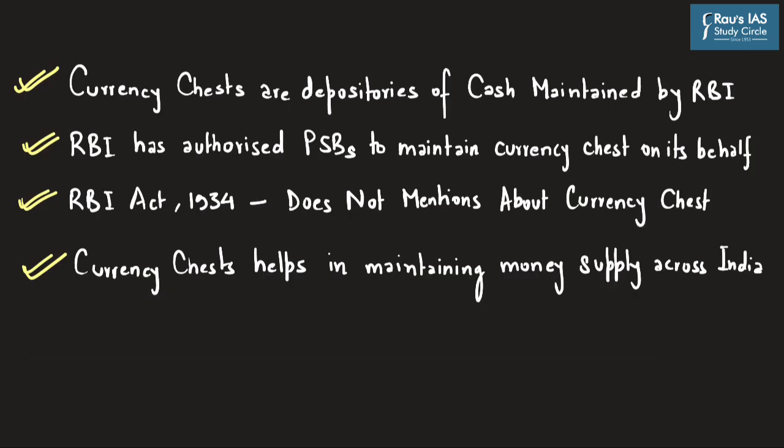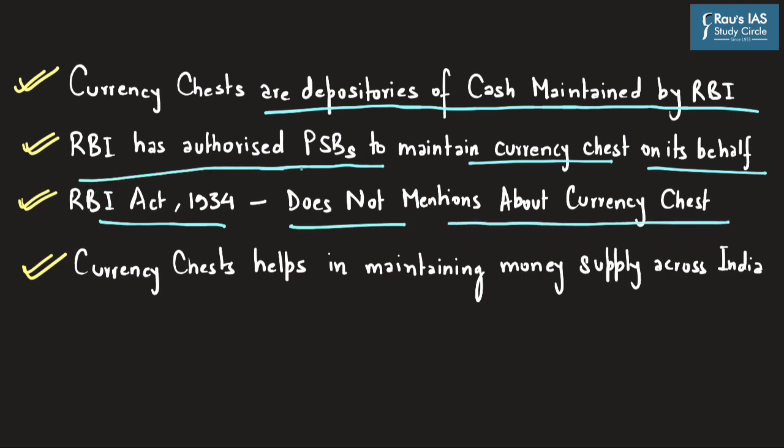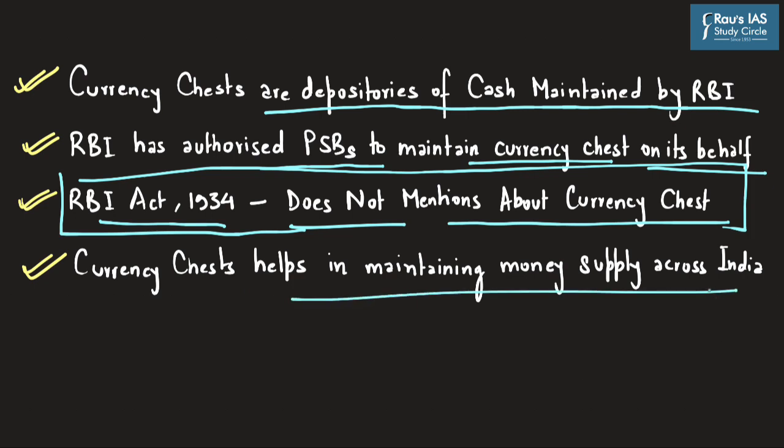Now first of all, let us understand the currency chest. So the currency chests are depositories of cash maintained by RBI at different places across the country, and the currency chest helps in money supply throughout India. So it is in this regard that the RBI has authorized various public sector banks to maintain currency chests on its behalf. Important point to be noted here is that the RBI Act 1934 does not mention currency chest. So if a statement appears in the prelims examination stating that the aspect of currency chest has been provided under the RBI Act, then such a statement would be incorrect. And lastly, it mentions that currency chest helps to maintain money supply across the country. So these can be said to be some of the important aspects with respect to currency chest.